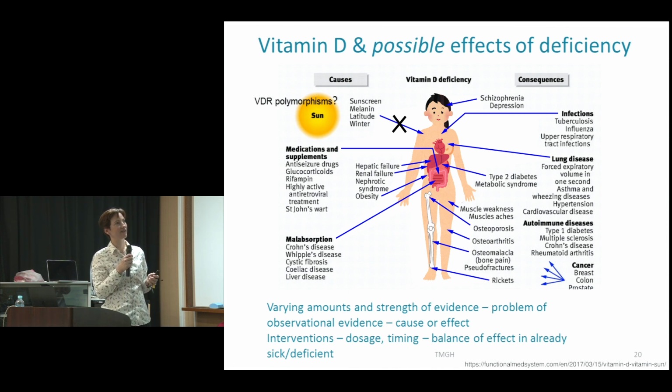But there is evidence that vitamin D is not just about bone health. Vitamin D is acting as a transcription factor and as a hormone for a whole load of processes and is required for immune function. So vitamin D has been associated with schizophrenia and depression, infections, particularly TB and respiratory infections, other kinds of lung diseases, autoimmune diseases, cancer, and malabsorption. So there are a huge number of different things.